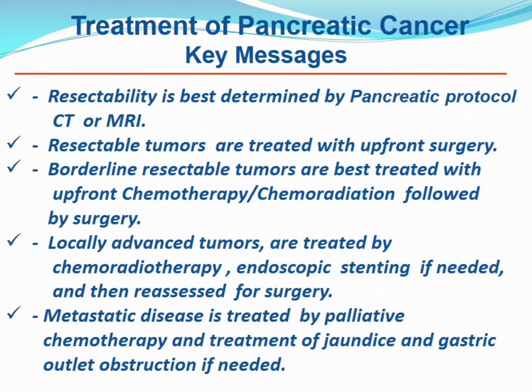Key messages for treatment of pancreatic cancer. Resectability of pancreatic cancer is best determined by pancreatic protocol CT or MRI. Resectable tumors are treated by upfront surgery, followed by adjuvant therapy. Borderline tumors are best treated with upfront chemotherapy or chemoradiation, followed by surgery according to the guidelines. Locally advanced tumors are treated by chemoradiation, endoscopic stenting if necessary, and the patient is reassessed for surgery later on. Metastatic disease is treated by palliative chemotherapy. The treatment of jaundice and gastric outlet obstruction is done when needed.